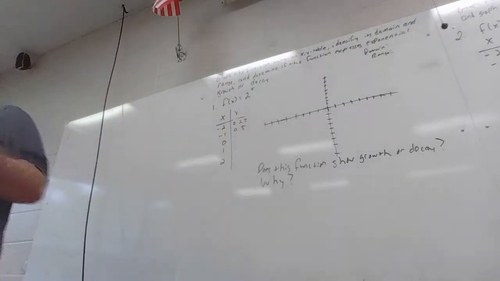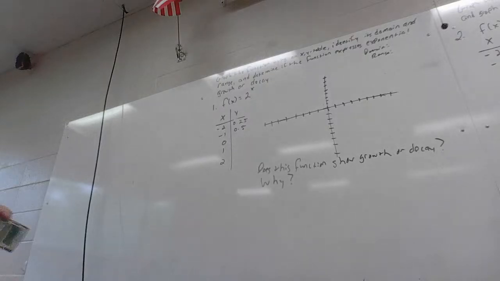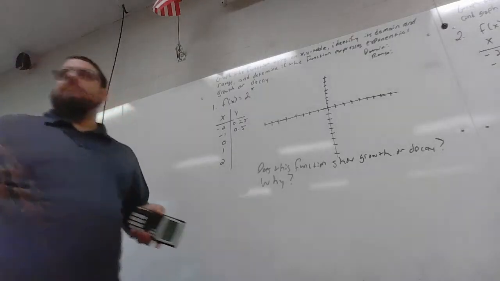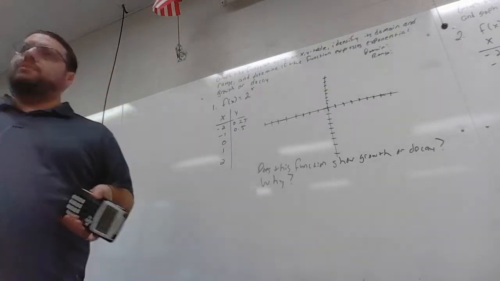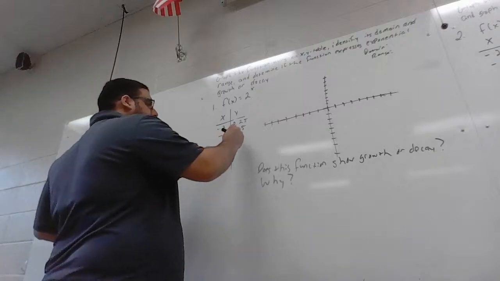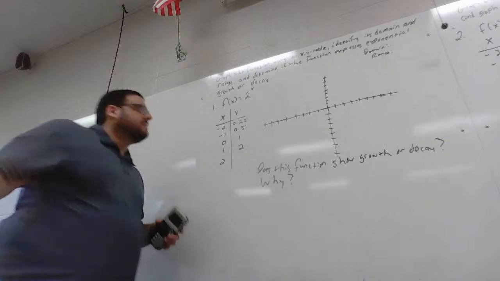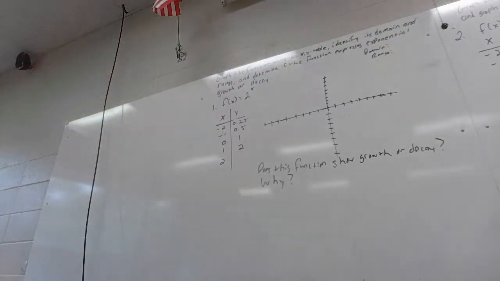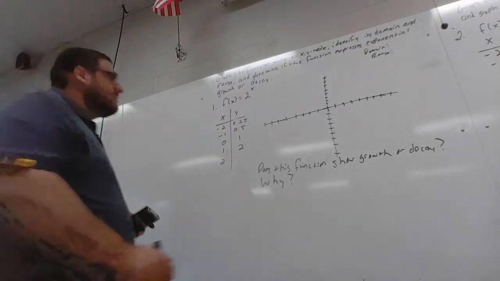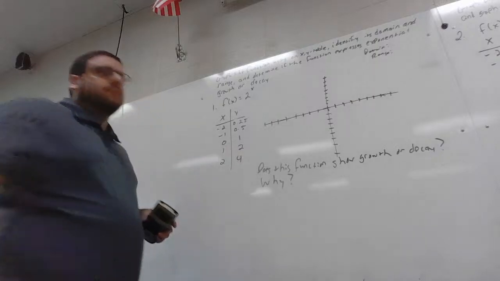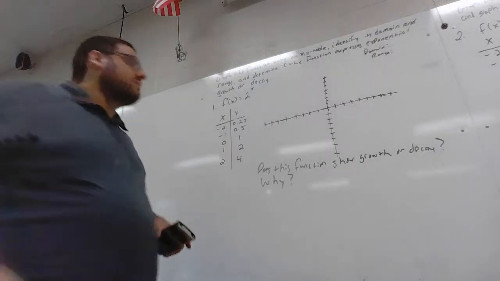Okay. The next 2 should be the easiest ones, right? Anything to the 0 power, and a basic exponential function with no transformations. Anything to the 0 power is 1. And then anything to the first power is itself. So 2 to the 0 is 1. 2 to the first power is 2. And then, of course, we know that 2 squared is 4. So we got all those points.